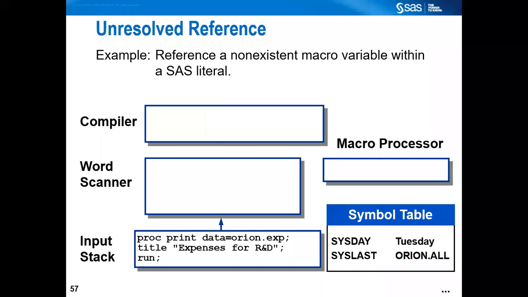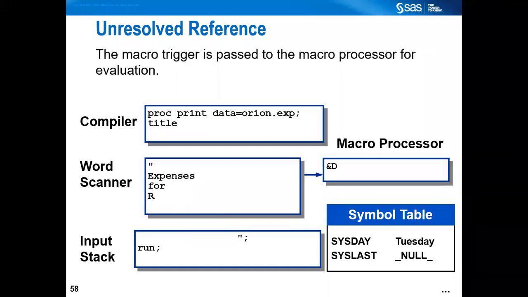Now understand this code. So earlier code was simple, okay? It got executed. So now look at this program carefully. It has the program written: proc print data equal to orion.exp, whatever the dataset name is, title with double quotes, telling "expenses for R&D". Okay. So this program from input stack goes to word scanner. See, it's getting compiled.